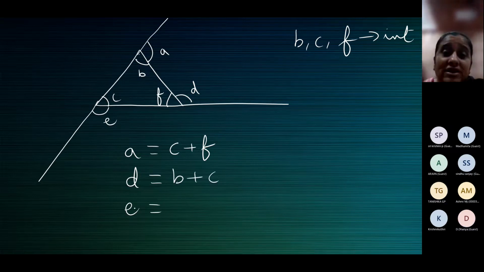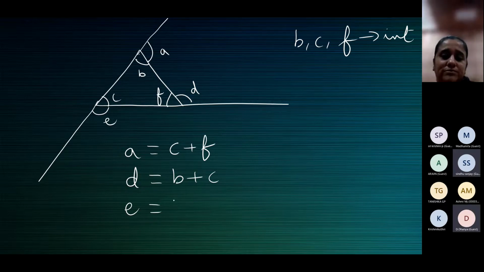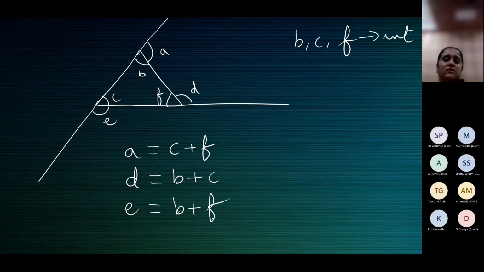Now for E, which is the immediate interior angle? C, ma'am. Leave that. Then E is equal to angle B plus angle F, ma'am. B plus F. Very good. This is how the exterior angle property of a triangle works.